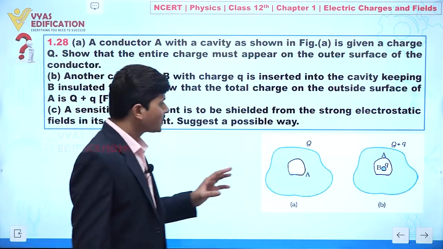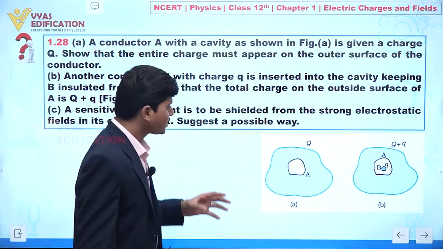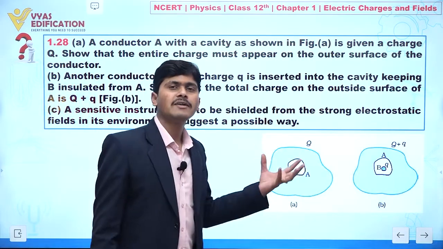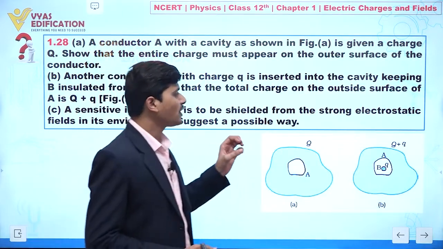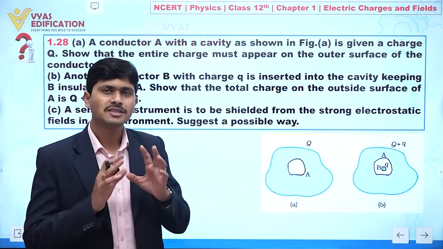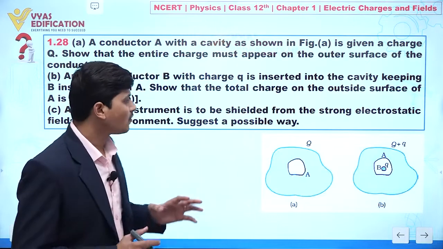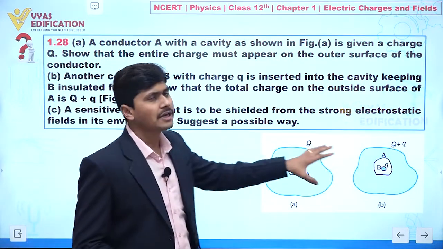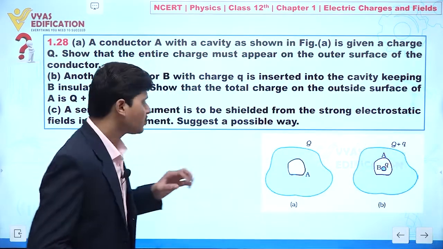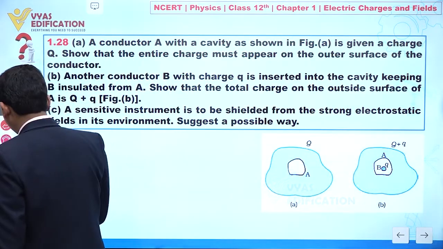Clear? So the first situation is like this. Let's suppose we have a conductor with a cavity inside it, and now we are providing total charge Q on this conductor. Now we have to prove here that the entire charge appears on its surface. So now concentrate on the screen.